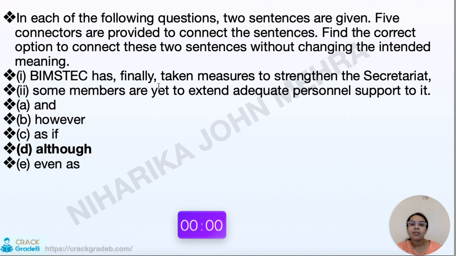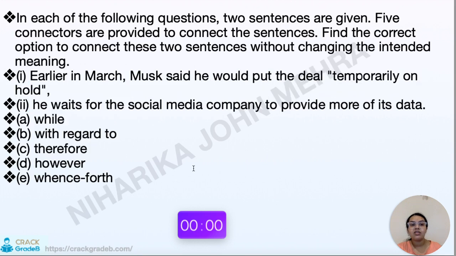This part, that some members yet to extend, this is the main clause. And there will be a secondary clause, the subordinate one. So some members are yet to do something, although some members are not yet in support, something has finally taken place. So the second sentence here is the main clause, and to connect this main clause I need although. I cannot use however before the second statement, and that's why D is your answer. So it's not just the purpose of the connector but the placement of the connector.